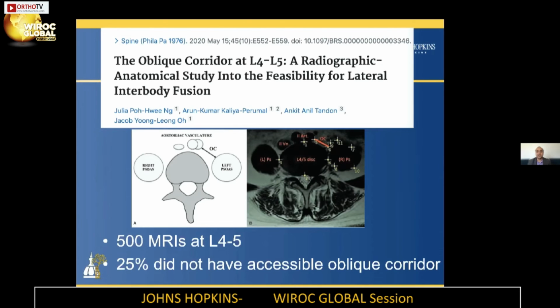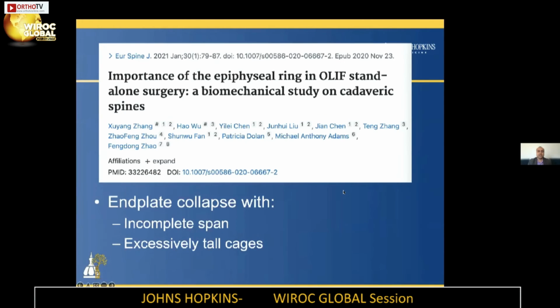It's also important to note that the oblique corridor may not be feasible in all cases. In some cases, you actually have to go through the anterior aspect of the psoas fibers, and that's because about a quarter of the patients don't have a true oblique corridor because of the proximity of the aorta to the psoas. So essentially, this oblique corridor is non-existent. So it's very important to avoid vascular injuries and really be cognizant of that.